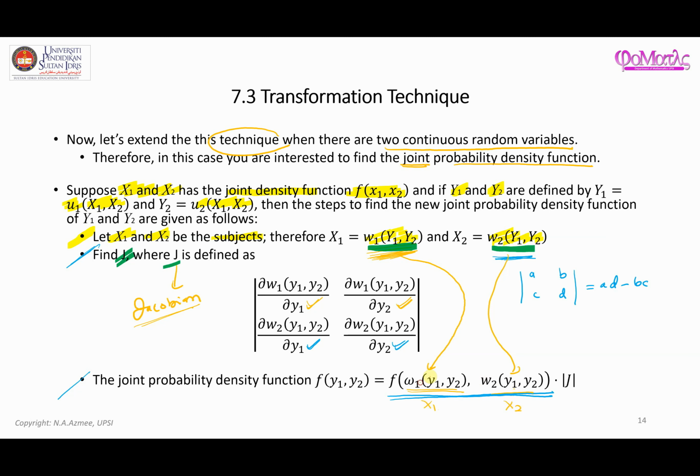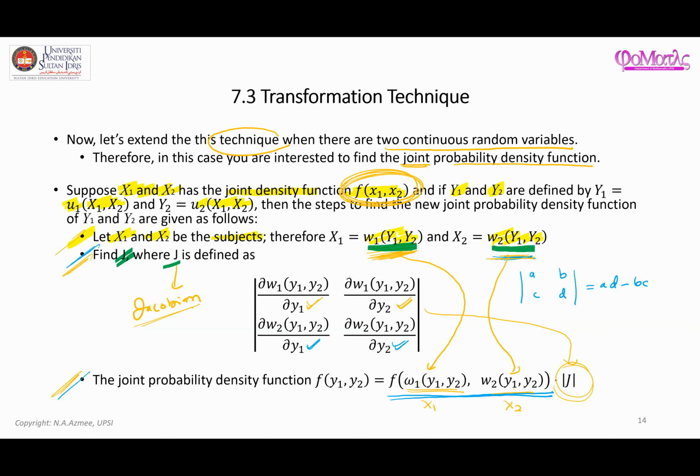Here you are going to substitute the result that you have from the first stage into the original joint density function of x1 and x2. And the result is going to be multiplied with the absolute value of the process in the second step. So the second step has some result; you supply it here and find the absolute value of it. Again, what I'm trying to say is that the process here is very similar to what you have seen in the case of one single random variable.